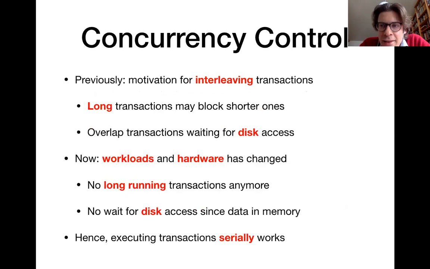We have already discussed that H-Store executes transactions serially, and here you have again the summary of why we want that. The previous motivation for interleaving steps of different transactions was that they sometimes run for a long time and sometimes they stall waiting for data from hard disk. And now we have very short running transactions and we have everything stored in main memory. So just serially executing the transactions actually works very well.